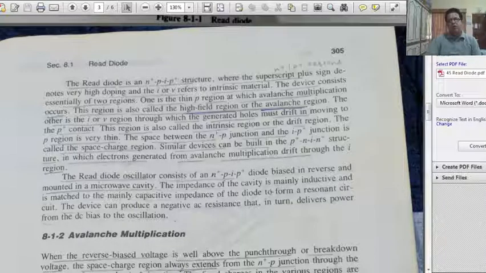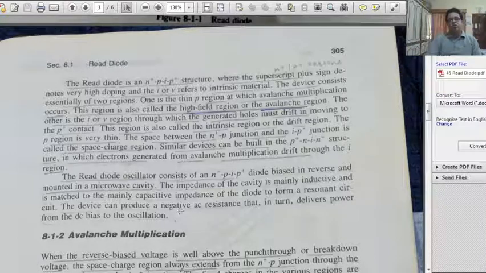The impedance of the cavity is mainly inductive and is matched to the mainly capacitive impedance of the diode. The diode has capacitive impedance, but the cavity has mainly inductive impedance, so they must match the capacitive impedance of the diode to form a resonant circuit. This is necessary for the resonant condition, so the circuit is also known as a resonant circuit.